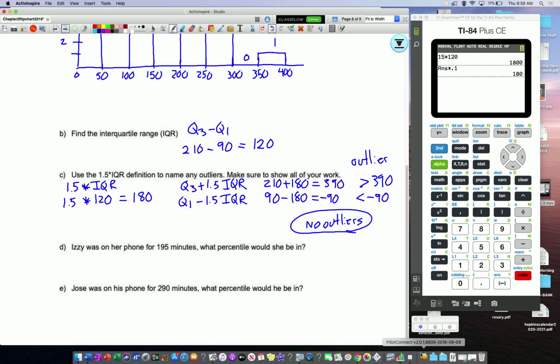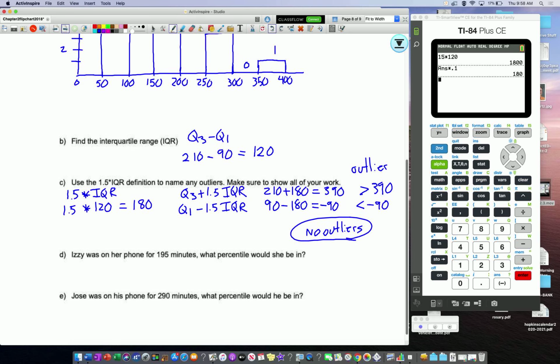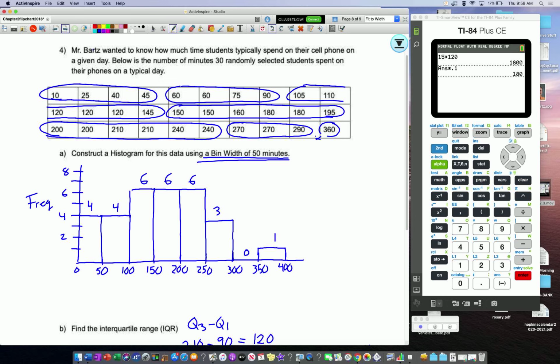All right, the last problems here. We're doing percentile. Good review. Izzy was on her phone for 195 minutes. What percentile would she be in? Ooh. So this is where we go back to the data set. So when we talk about Izzy, she is this data point right here, 195. Just to let you know, there were 30 randomly selected students.